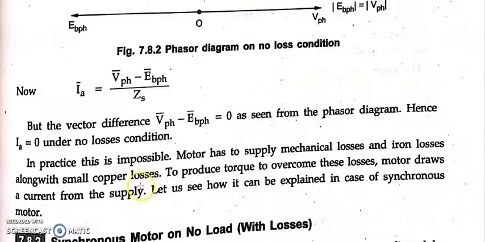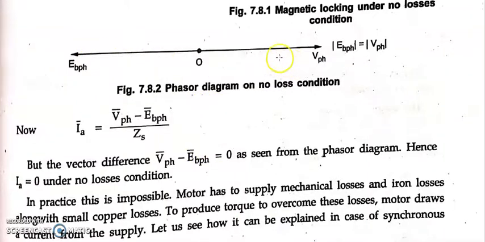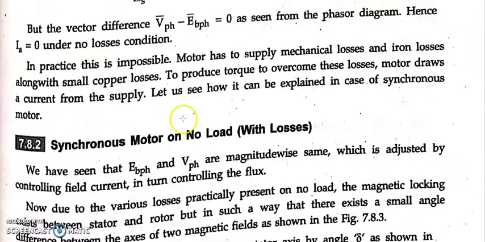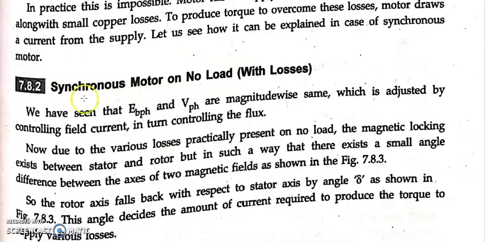But in practice, this is not possible. Some amount of constant loss as well as copper loss does occur even under no load condition. So EB phase and V phase are never exactly 180 degrees to each other. That is what we are going to learn next, the synchronous motor on load condition with losses.